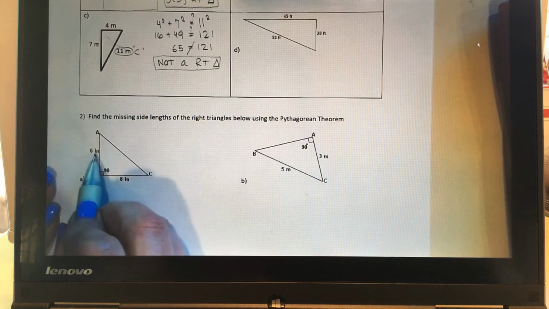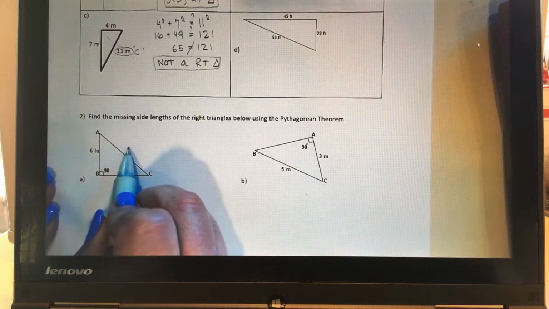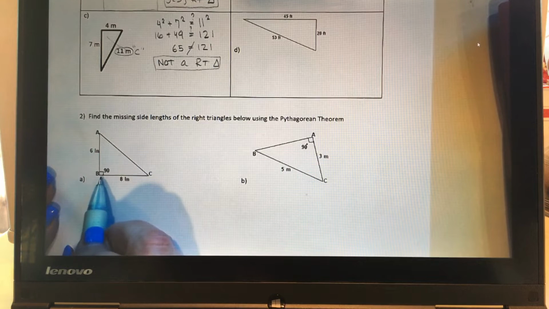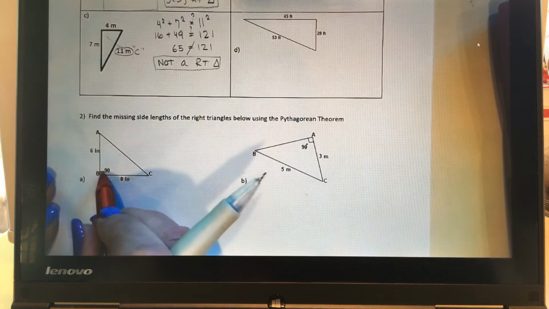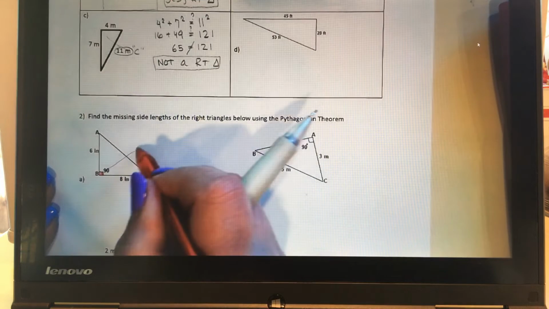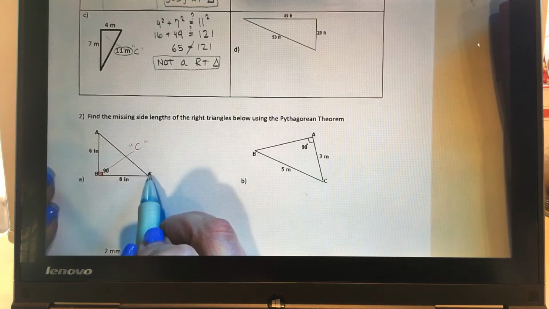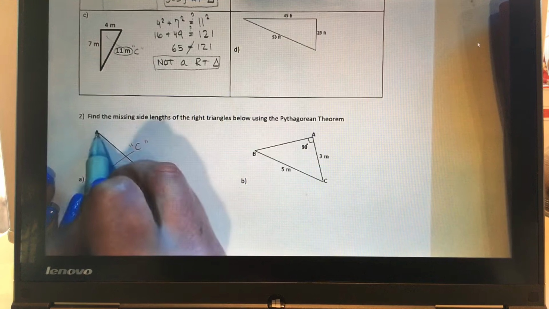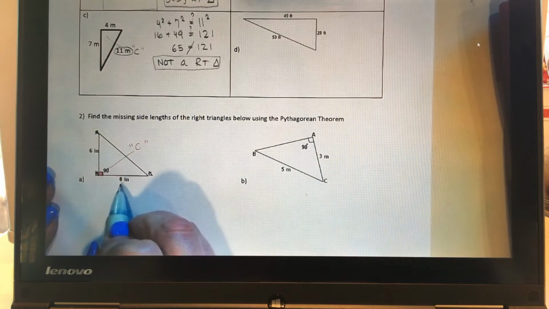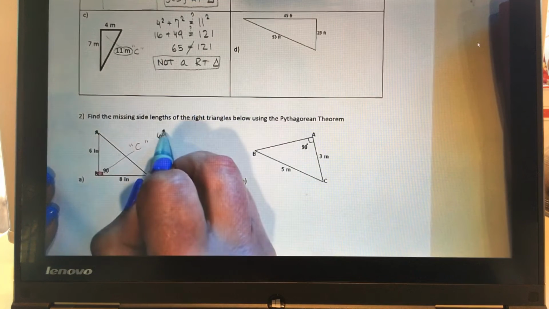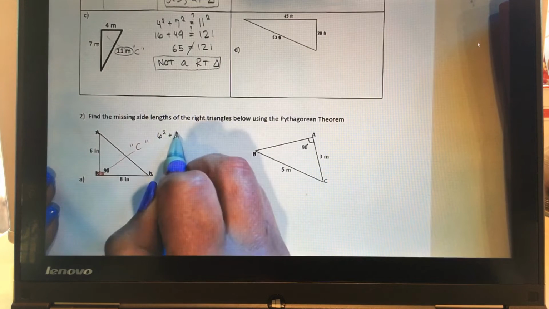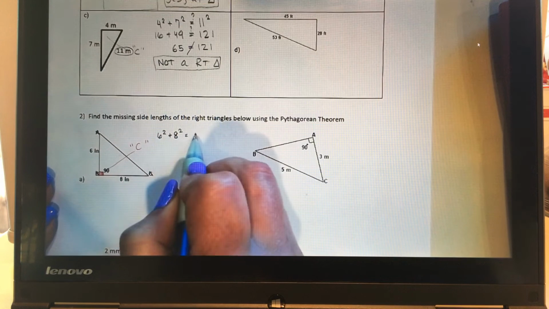So we've got 6, 8, we've got an unknown side here. This is labeled as 90 degrees. So again, knowing that that's 90, this is my side C, which is unknown. I'm just going to ignore these little vertices that are labeled here. So my small side 6 squared plus the medium side 8 squared equals C squared.